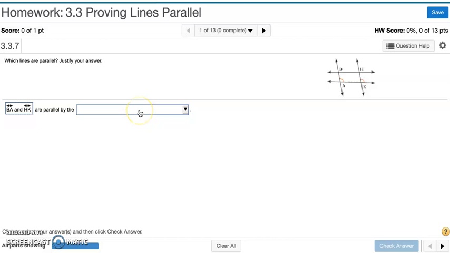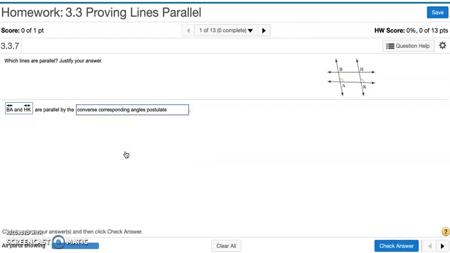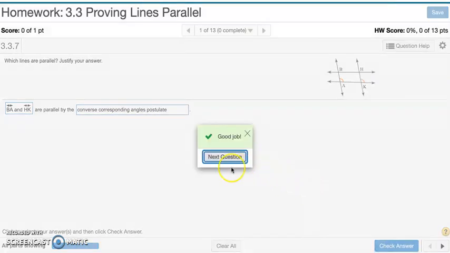And they're parallel because if you look at those two angles, they are corresponding. So it has to be the converse of the corresponding angles postulate. And that is number 1.